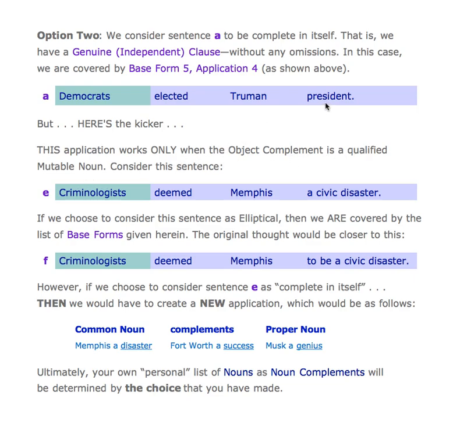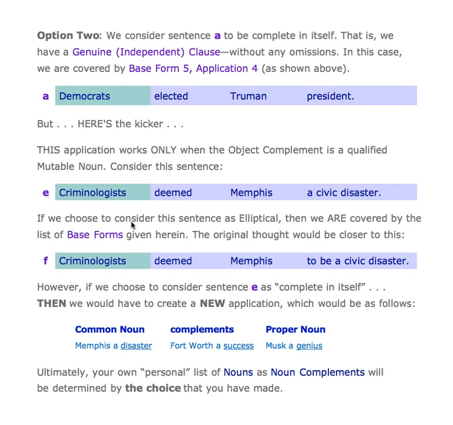All right, this we know is a mutable noun. This can be a lowercase president or it can be uppercase. I've showed you that in previous videos. All right, so this works only when the object complement is a qualified mutable noun. So let's look at this new sentence. Criminologists deemed Memphis a civic disaster because of their extremely high crime rate.